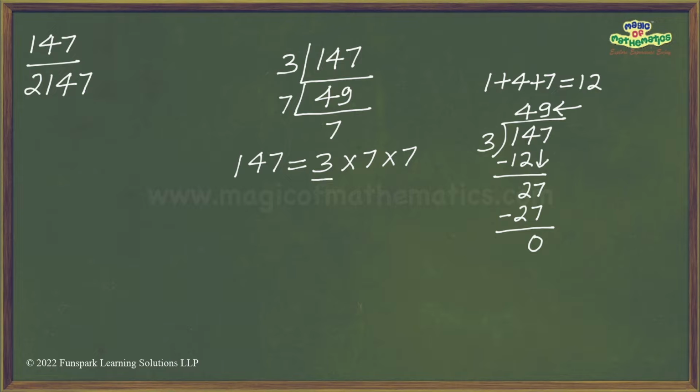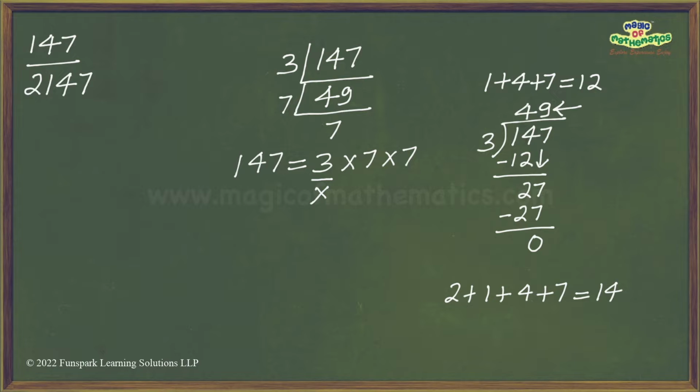Let us check 3 first. 2 plus 1 plus 4 plus 7 gives us 14, which is not divisible by 3. So 2147 is also not divisible by 3. So obviously 3 is not a common factor.